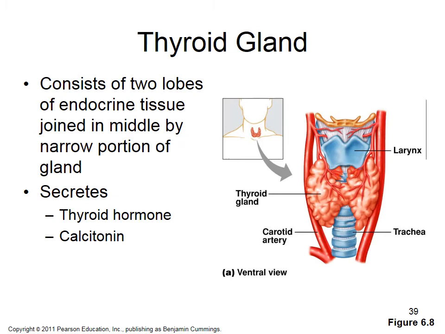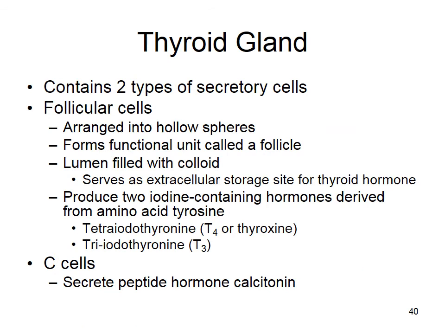Okay? It releases thyroid hormone, which is nice because it's thyroid hormones coming from the thyroid gland, but it also releases calcitonin. Okay, thyroid hormone is an amine hormone. Calcitonin is a peptide hormone. So not only does it release two different hormones, it releases two different types of hormones. Okay, because the thyroid gland releases two types of hormones, it has two types of secretory cells, and each cell type secretes a different hormone.